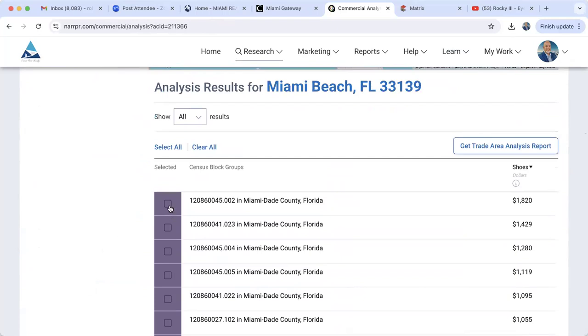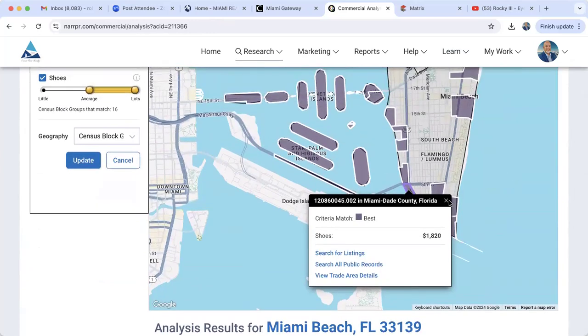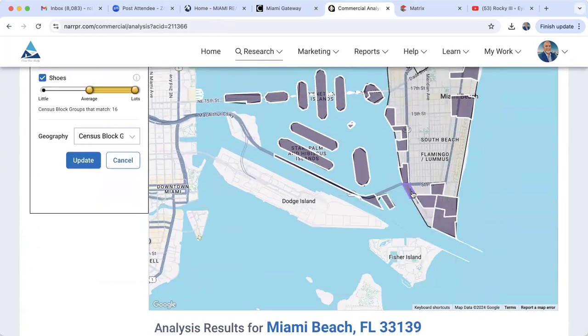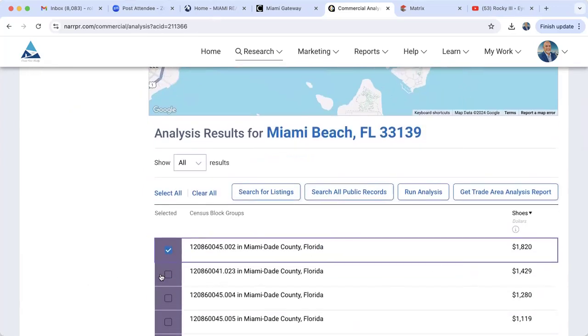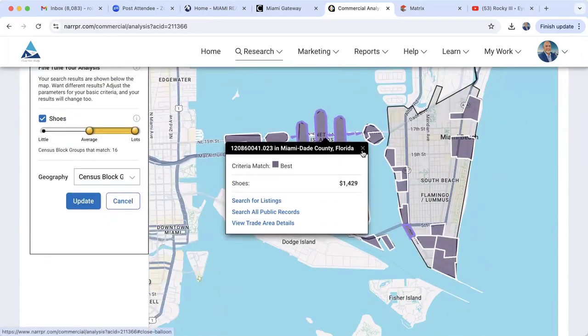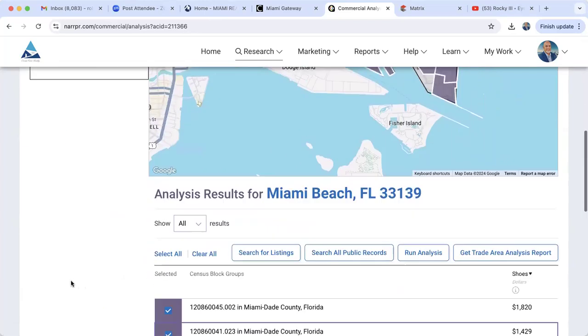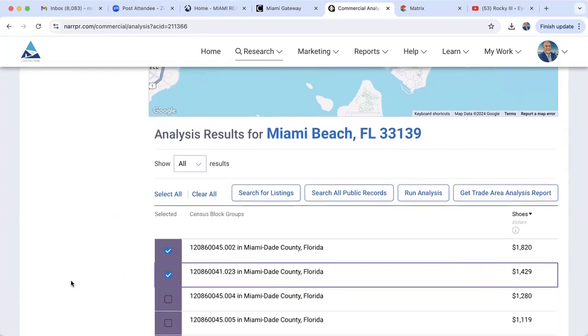So $1,820 a year on shoes, and it's the same little pocket right here. Those are heavy spenders. And then next up would be this one here at 1,429. And once again, it's the Venetian Isles. So guys, at $1,800 a year in shoes, you do the math.